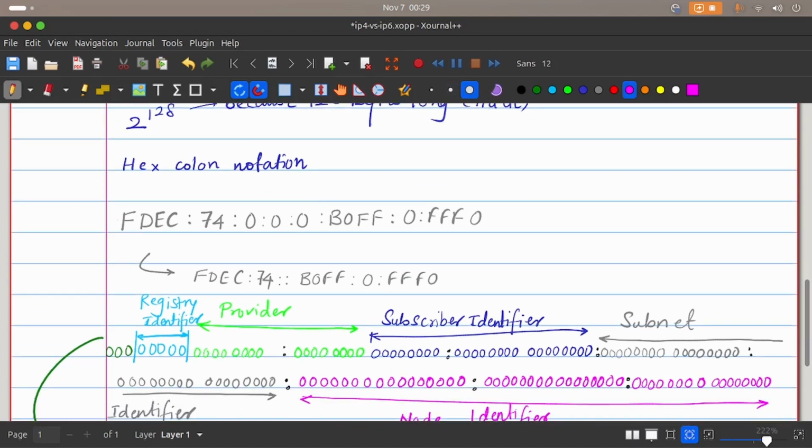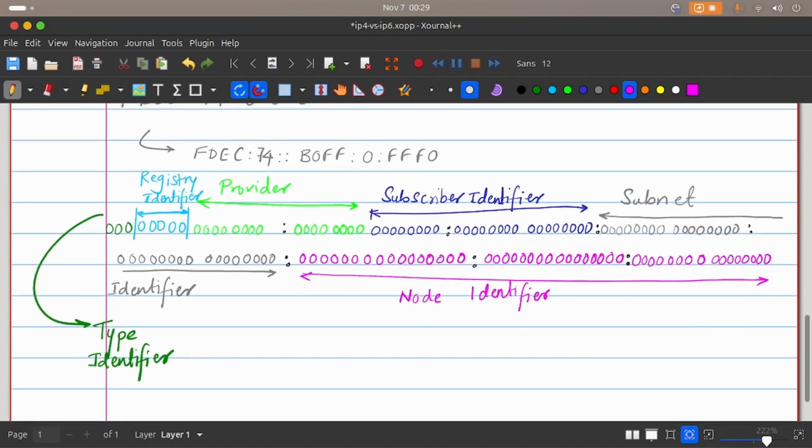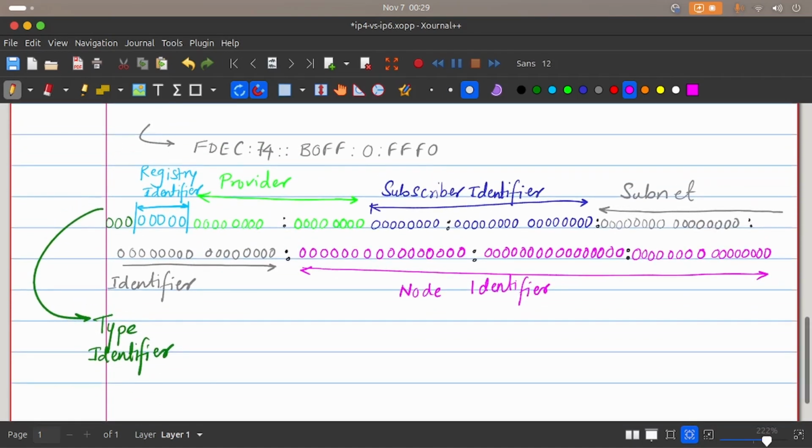Then I'll come to the format of IPv6. The first 3 bits are type identifiers. They identify the version of that particular IP address, and then there's the registry identifier. The registry identifier is basically the organization from where the IP address was issued. Currently there are 3 organizations, so there are going to be 3 codes.